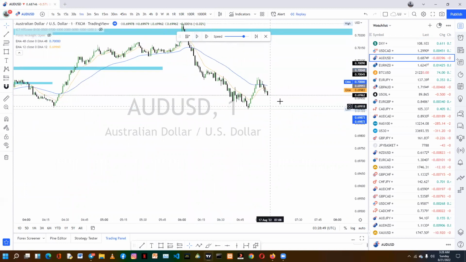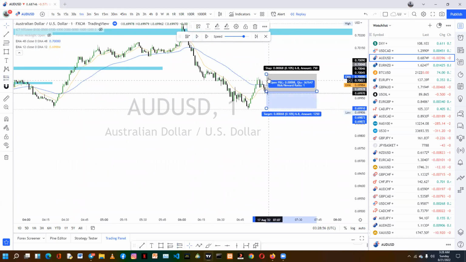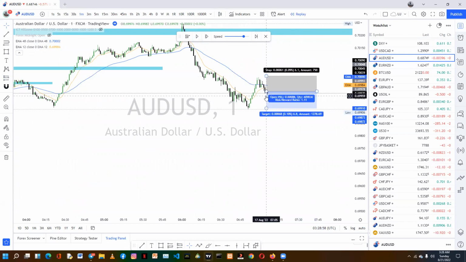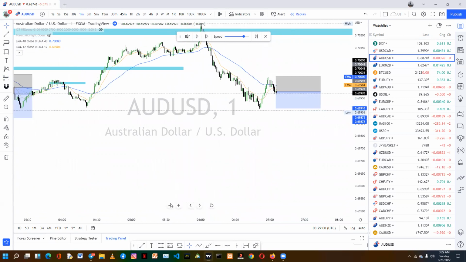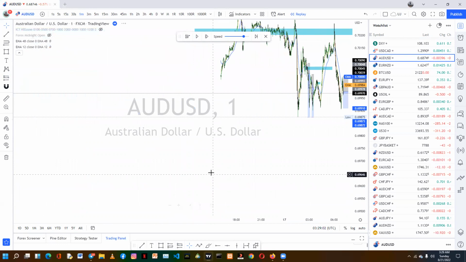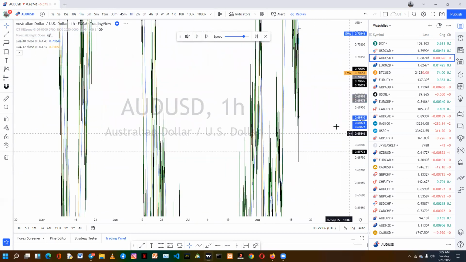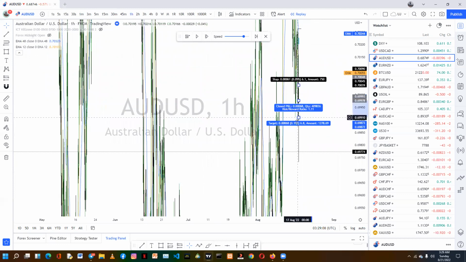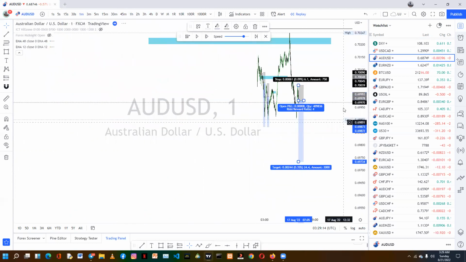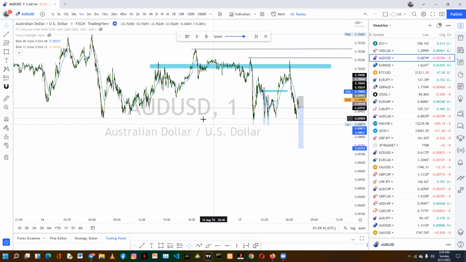Okay, so we have a close, your entry at a close, your stop loss above the 48 moving average. You target what? The 1 hour level. Okay, so here we go.